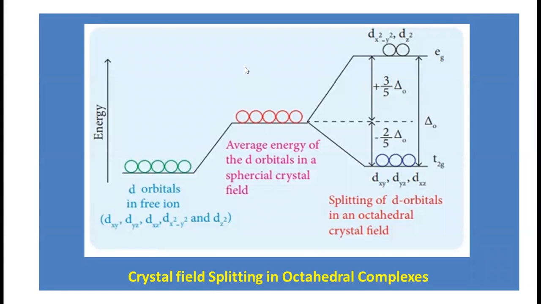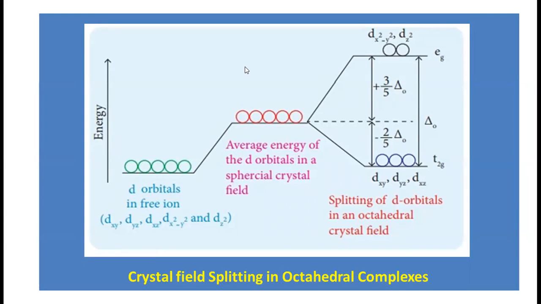In this lecture, I would like to discuss the distribution of electrons in metal d orbitals when the splitting of the d orbital takes place. In the previous lecture, we discussed crystal field splitting in octahedral complexes.